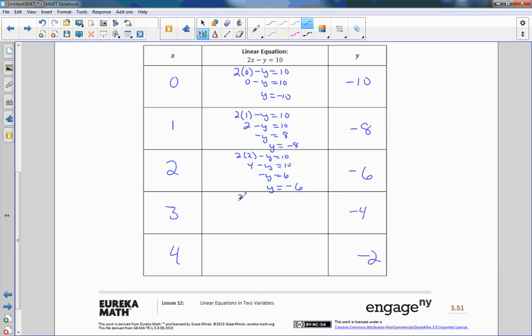But I'm still going to check. 2 times 3 minus y equals 10. 6 minus y equals 10. Subtract 6 from both sides. Negative y equals 4. Y equals negative 4. And there it is. 2 times 4 minus y equals 10. 8 minus y equals 10. Subtract 8 from both sides, and I get 2. And multiply by negative 1 on both sides, and negative y becomes positive, and 2 becomes negative. And there's my negative 2.